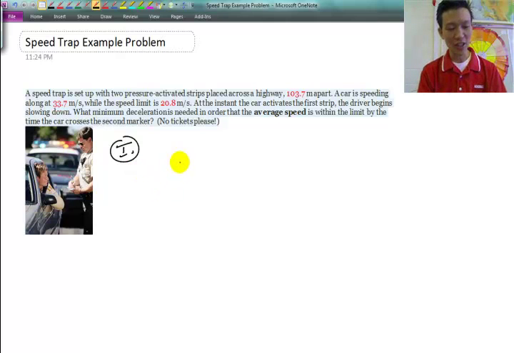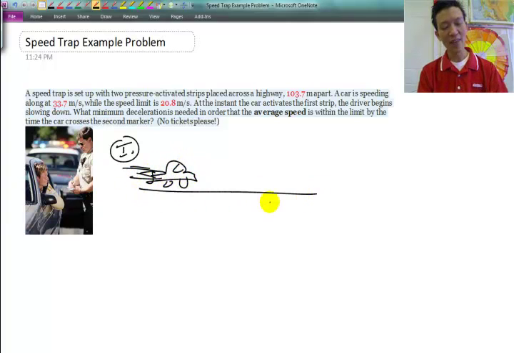Let's do it. Here's a sketch. Here's you driving along in your neighborhood way too fast. Slow down. There's little kids playing, right? Don't kill anybody, eh? And then, in order to catch the speeders, there are 2 pressure-activated strips.